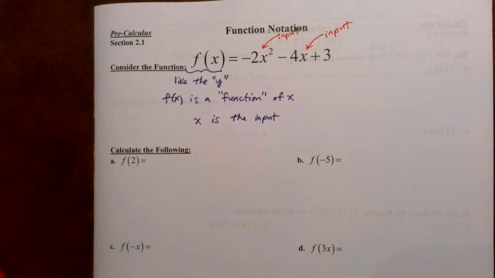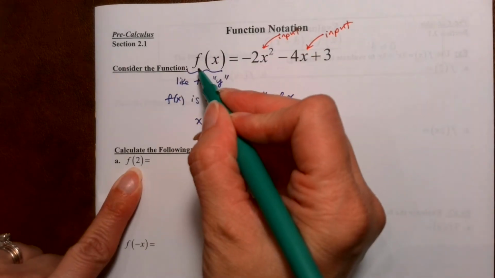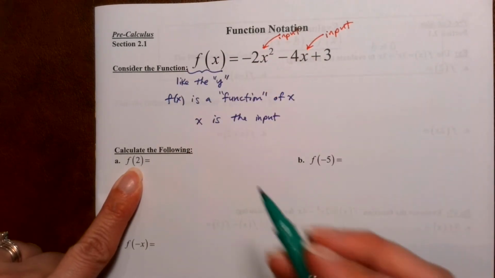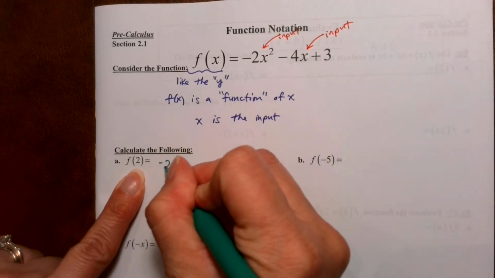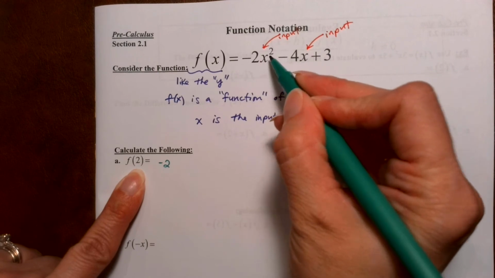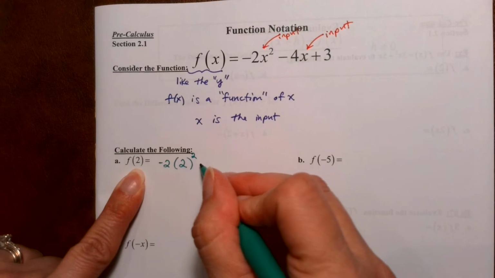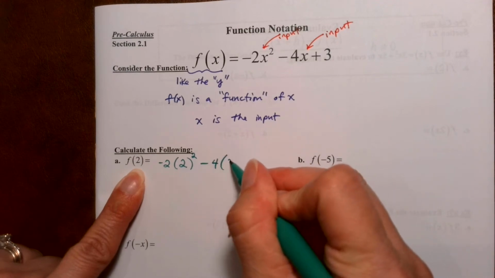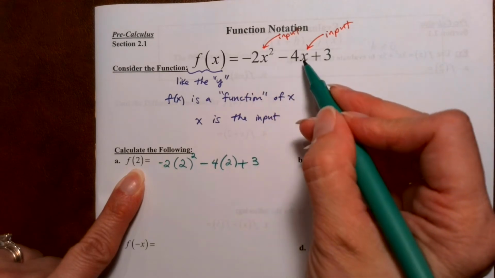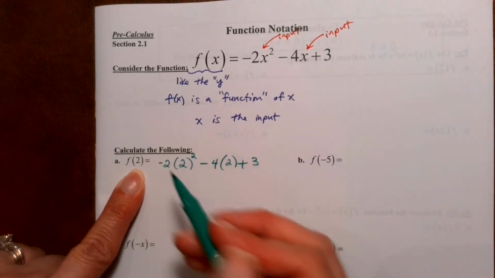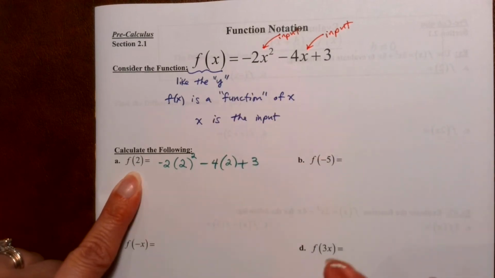This first problem says f of 2. So we're going to use this f function. There could be several functions, different variables. We're going to use this one and we're going to plug in a 2. Okay, so negative 2, and then the input has to get squared, minus 4 times input, plus 3. So wherever you see an x variable, that's where you plug the number into. So that's why function notation is so nice. It tells you we're taking the f function, we're plugging in a 2.